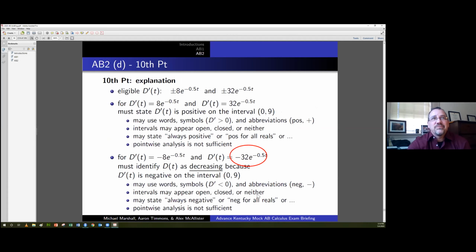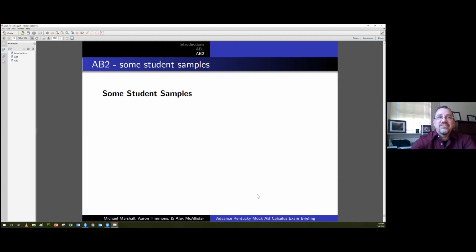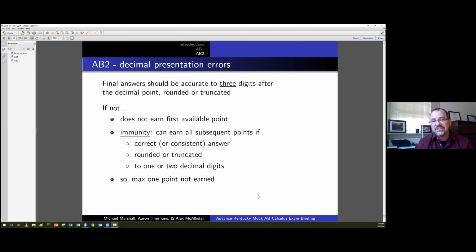Well, one other thing, we already talked about it, but just to make sure people know it's relevant, right? Decimal presentation errors have become even more significant in this play. There's all kinds of one, two, three decimal approximations along the way. So the same rules would apply. And if you're sitting there grading your student's paper, you're going to look at AB1 and maybe AB2, do it all at once. They really can earn a point in both if they make decimal errors in both. So.